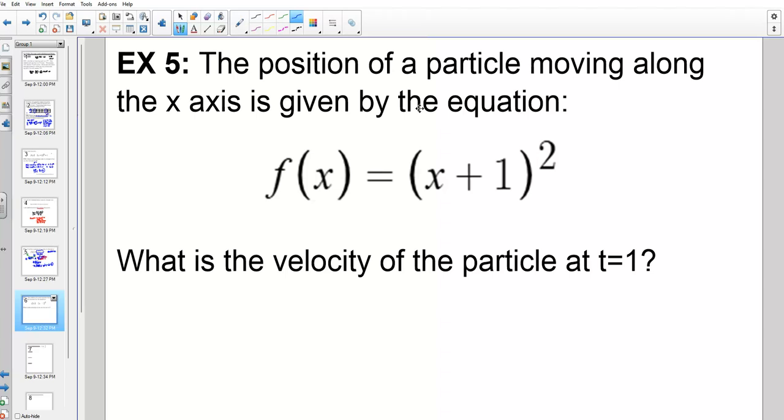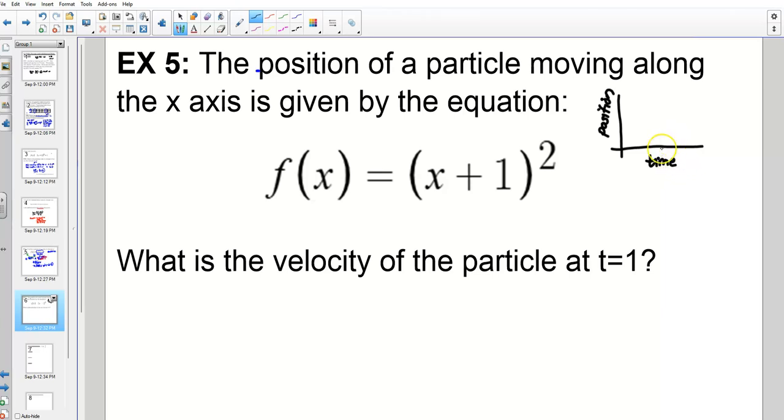The position of a particle moving along the x-axis is given by the equation f of x equals (x plus 1) squared. What is the velocity of the particle at t equals 1? So if I have my original graph for f of x, if my original graph gives me position, and this is some sort of time.